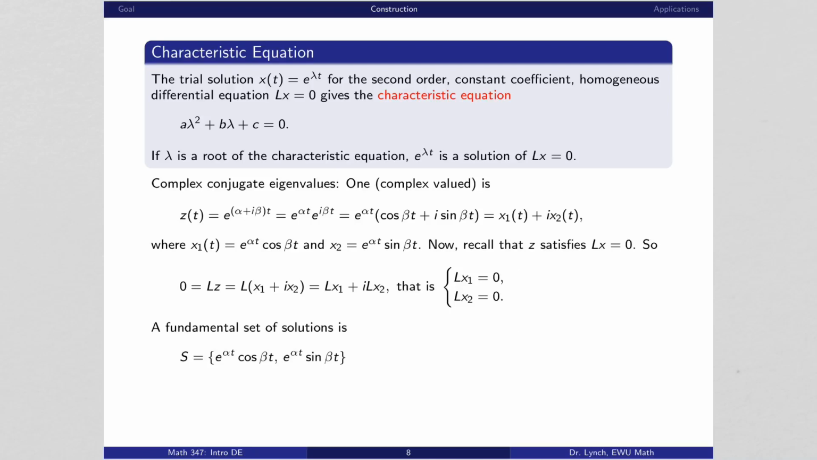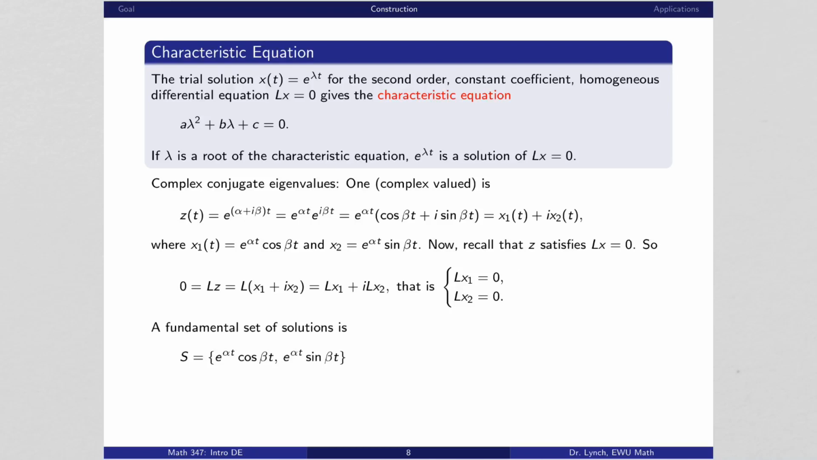at one complex valued solution here. I'm going to call that z of t. That's e to the (alpha plus i beta) t. We can use properties of exponentials to write that as e to the alpha t times e to the i beta t, and then we can use Euler's formula to express e to the i beta t as cosine beta t plus i sine beta t.